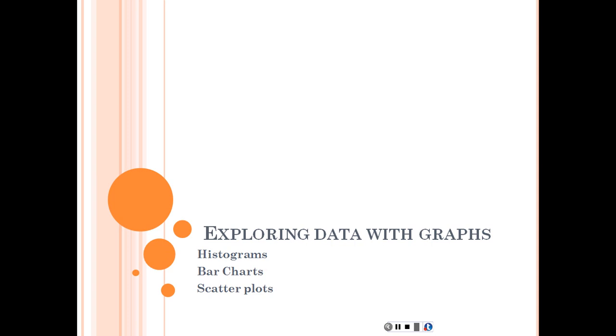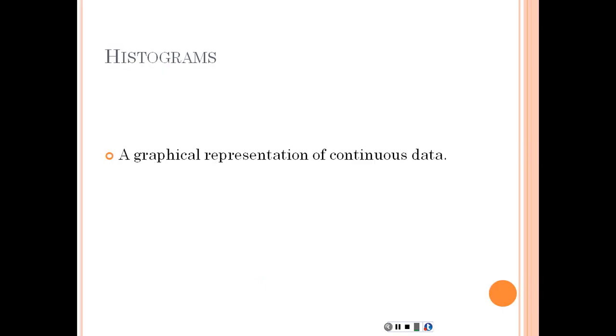So this week we're looking at histograms, bar charts, and scatter plots. The histogram is a graphical representation of continuous data. Remember, we talked about continuous and categorical data. Our continuous data is our numerical data, our quantitative data. This is where we're looking at numbers.